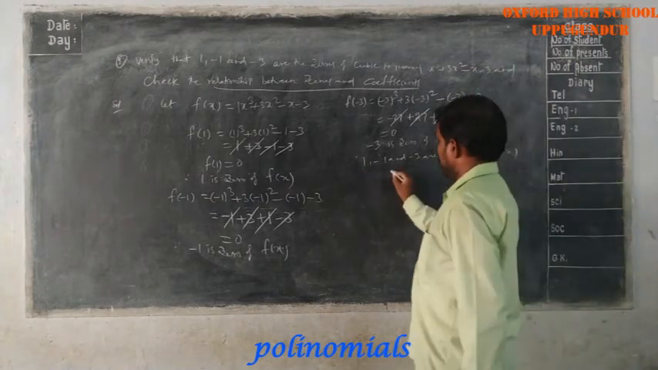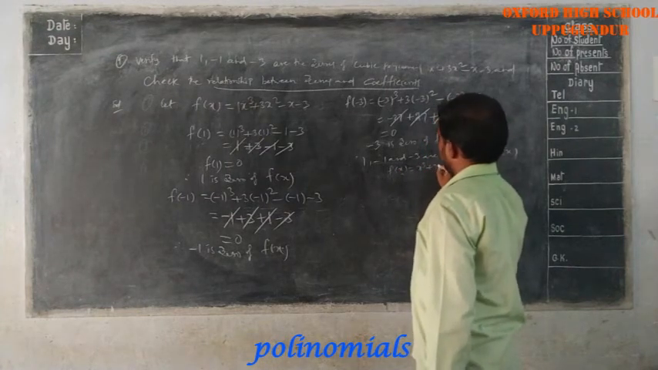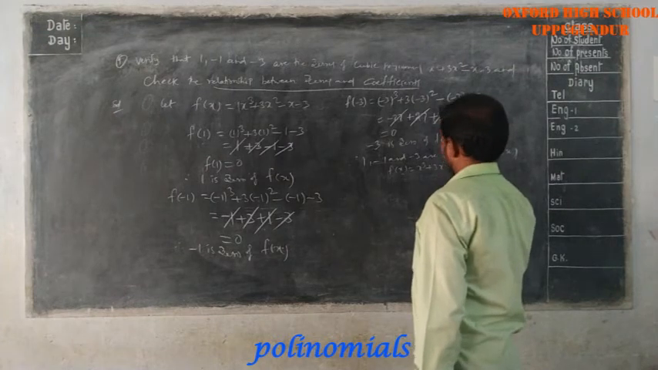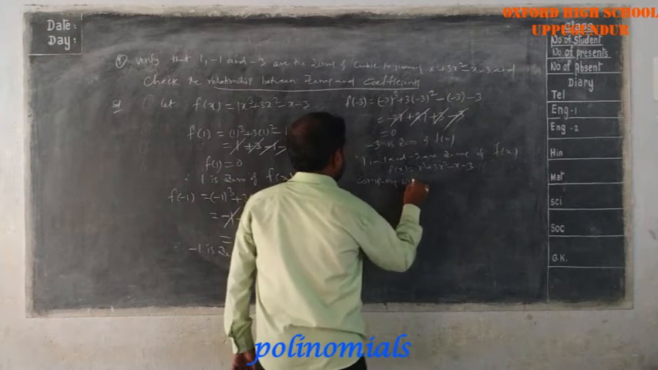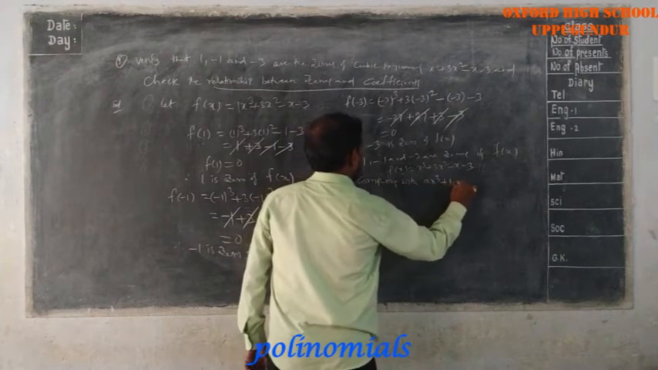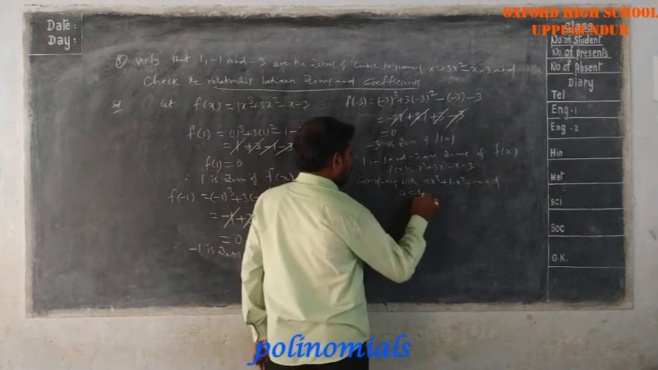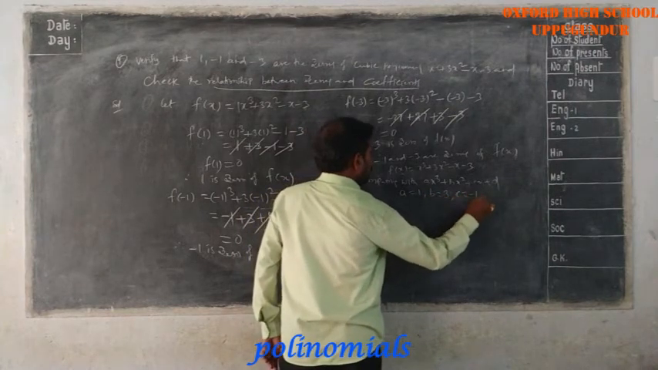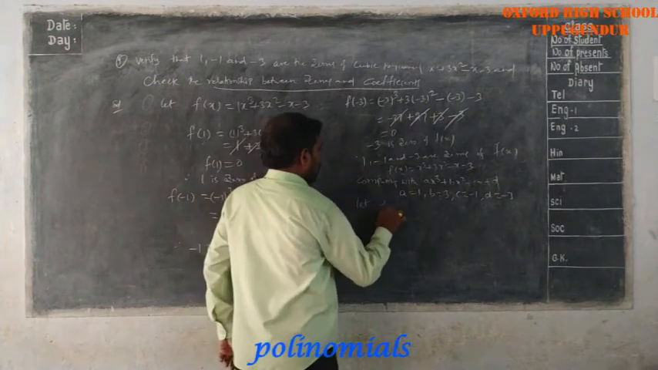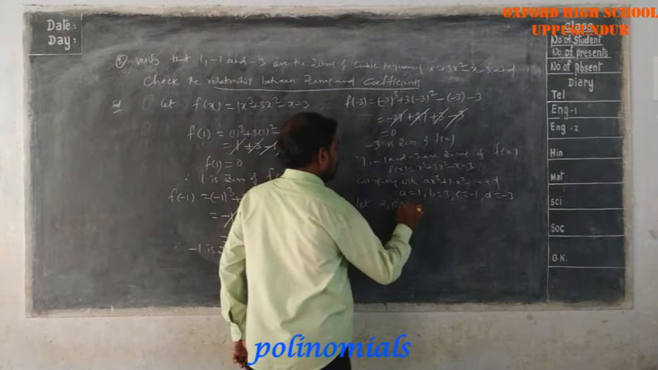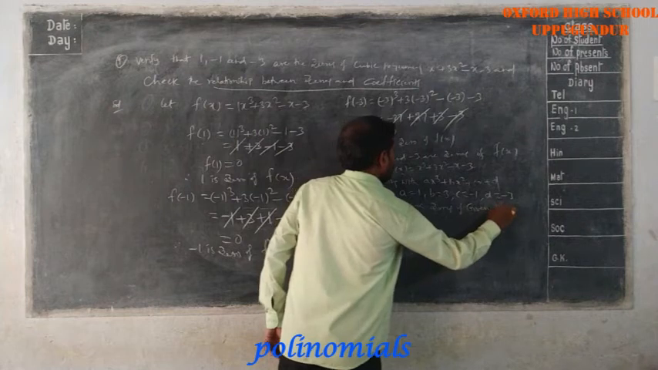So here you have to write f of x equal to x cube plus 3x square minus x minus 3, comparing with ax cube plus bx square plus cx plus d. You have to write a, b, c, d values. A equal to 1, b equal to 3, c equal to minus 1, d equal to minus 3. Next, let alpha, beta, gamma be zeros of the given polynomial.